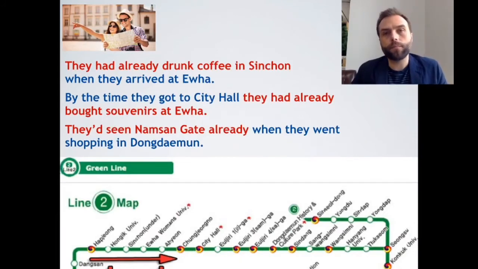So we're going to continue using this idea of timelines on a subway map. Okay, here are some more examples. It's really important to give lots of examples. They had already drunk coffee in Sinchon when they arrived at Ewa. By the time they got to City Hall, they had already bought souvenirs at Ewa. They'd seen Namsan Gate already when they went shopping in Dongdaemun. Okay, so this is all using this subway line, line 2 in Seoul, and we're finding out about what they did during the day, the different actions they did during the day.